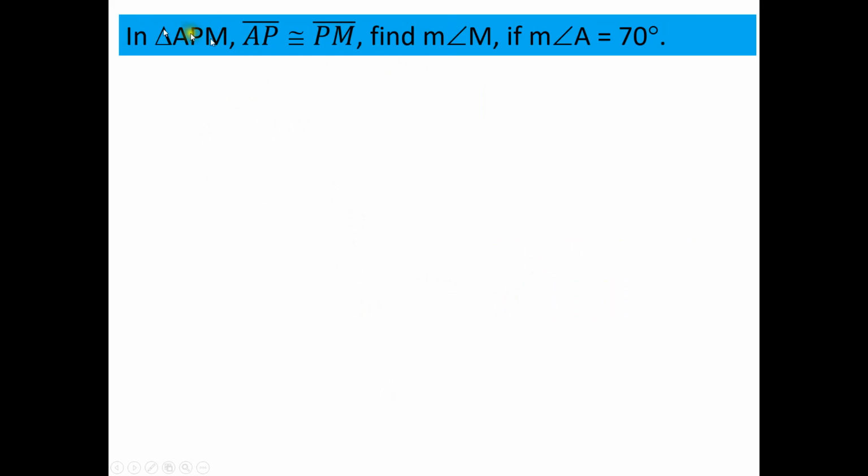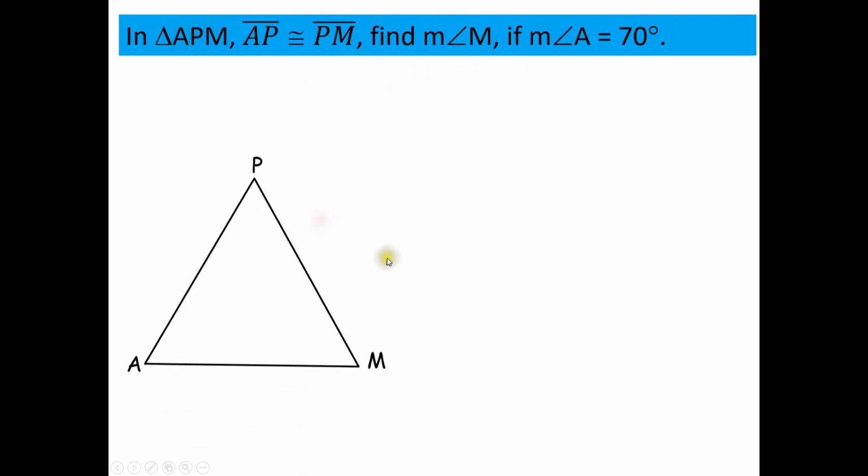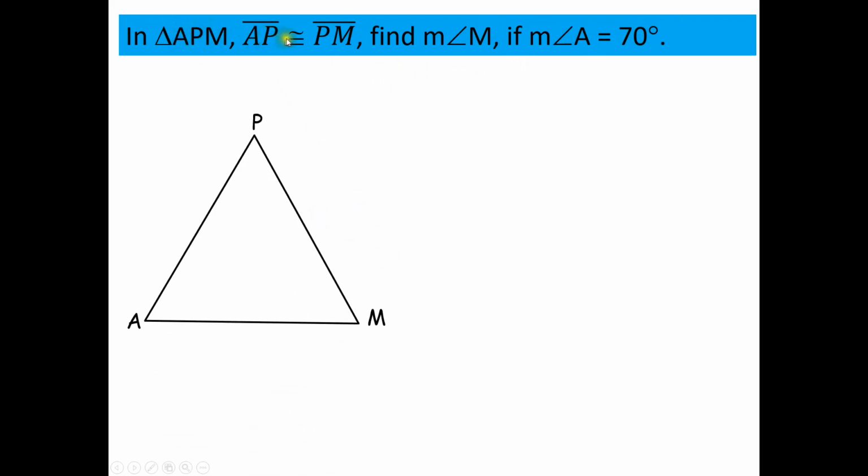Okay, a problem like this, could you do this problem? Okay, if it says APM, draw the picture. Okay, now it says AP is congruent to PM. Okay, so that means it's isosceles, and those are the ones you mark. Okay, find the measure of angle M. If A is 70, so A is 70, so what's M? Of course it's 70. Okay, base angles are congruent. Problem solved, right? Okay, let's do a different one.